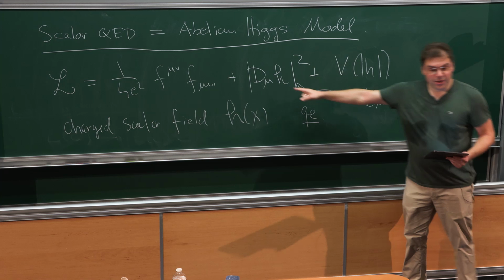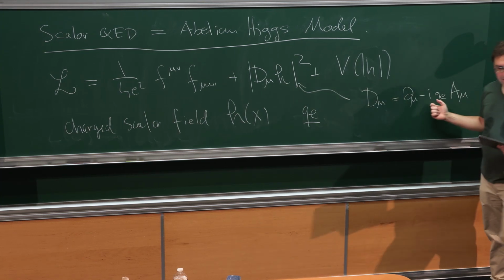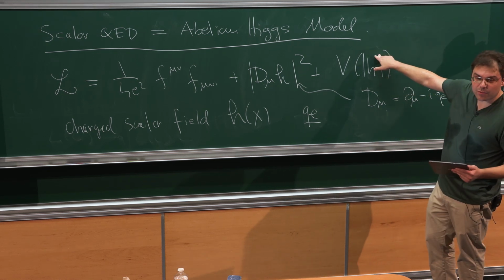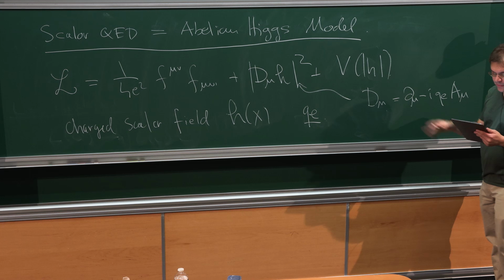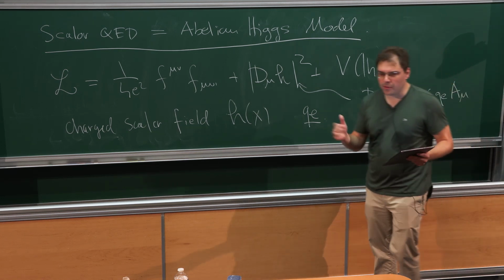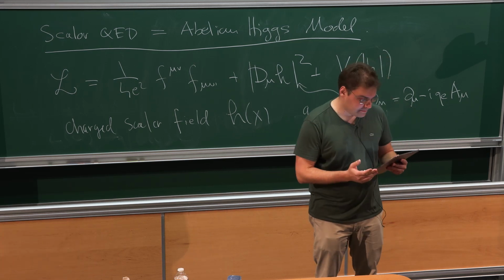And if you expand this out to linear order in A, you get the coupling to the current, but there's an A squared H squared term. And this is in principle any U1 invariant potential. We'll later take it to be something simple, but it could be anything. I'm not worried about things like renormalizability or something.